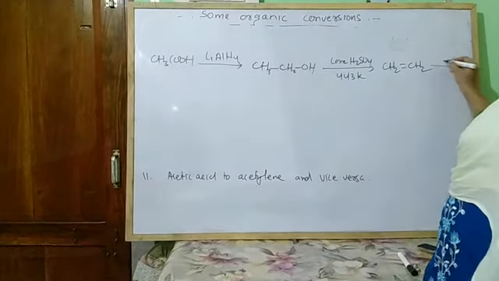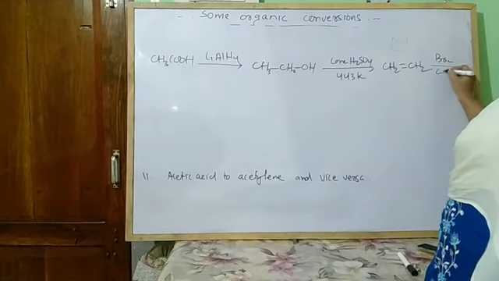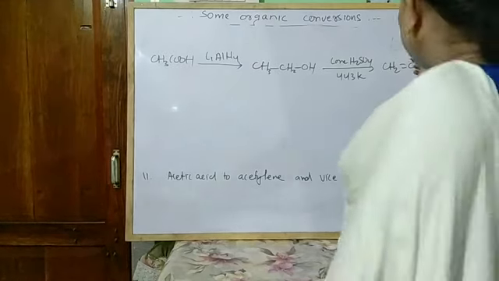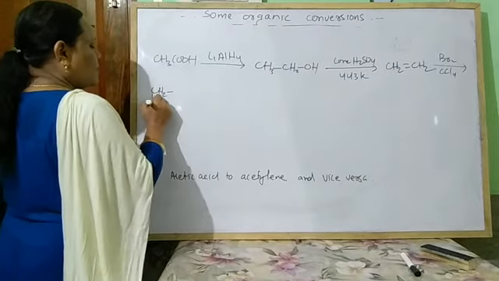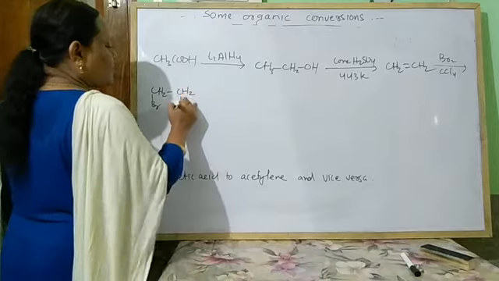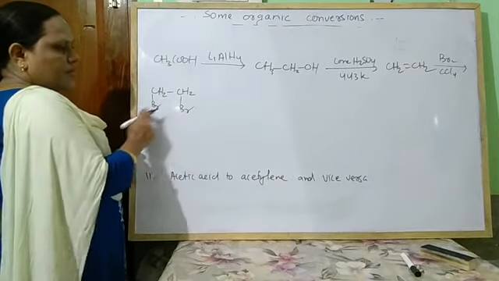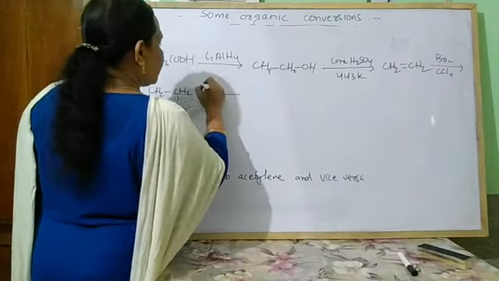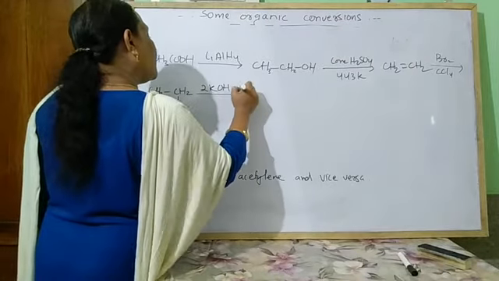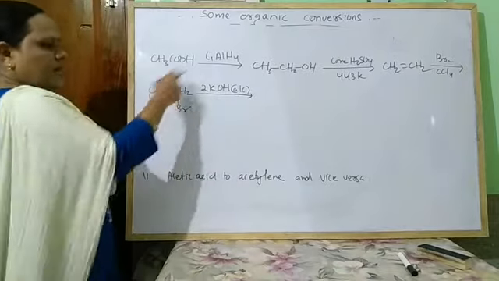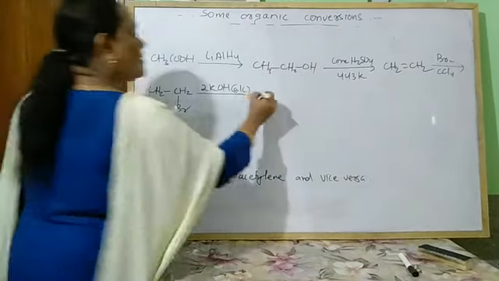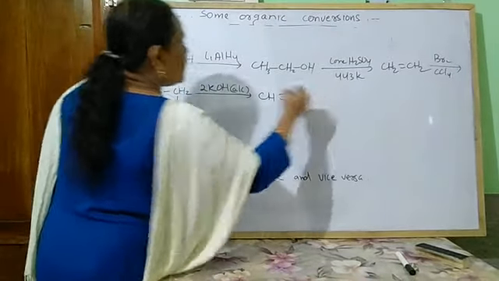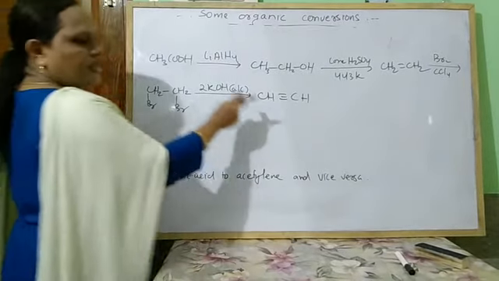Acetic acid to ethylene, and when it is treated with bromine in the presence of CCl4, the double bond breaks and one Br adds on each carbon. It gives CH2Br-CH2Br, which is 1,2-dibromoethane. When this is treated with alcoholic KOH, a dehydrohalogenation reaction takes place, removing hydrogen and halogen twice. In this way it forms acetylene. So that is acetic acid to acetylene.